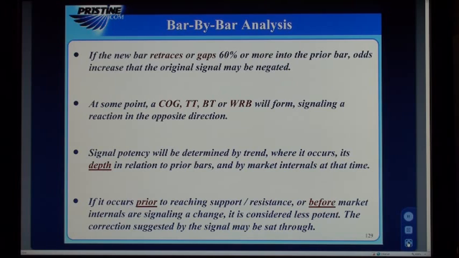That signal's potency is going to be determined by the trend, where it occurs, its depth in relation to the prior bars, and the market internals at the time. If it occurs prior to reaching support or resistance, or before the market internals signal change, it is considered less potent. The correction suggested by the signal may be sat through. In other words, as prices are moving toward your targeted area, it's likely that you're going to see a bar that suggests a reaction against the prevailing move.